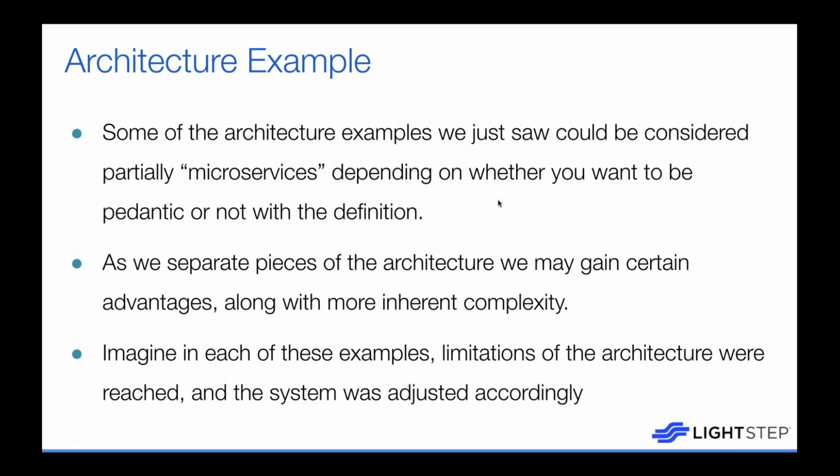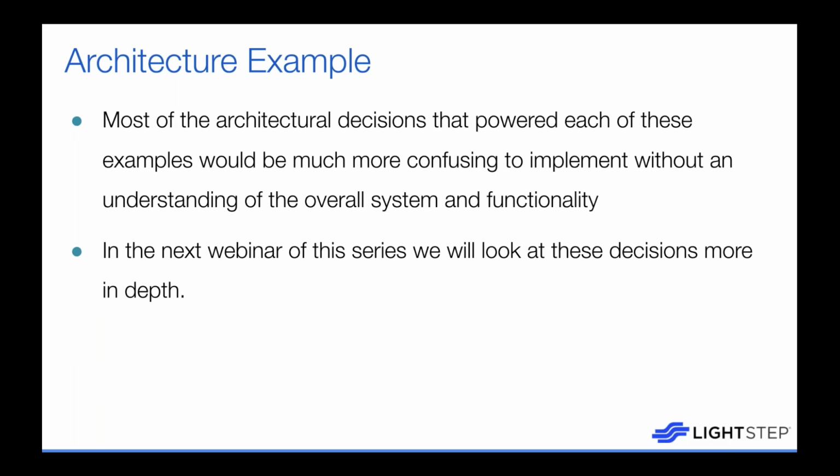In reality, these are just, again, architecture decisions that we made. And we did this in order to gain certain advantages, but we also had certain inherent complexity along with that. Even just explaining some of those decisions was more complicated, right? So you can imagine in each of these examples, the limitations of the current architecture were reached, and the system was just adjusted accordingly. But again, most of these architectural decisions were confusing and complicated.